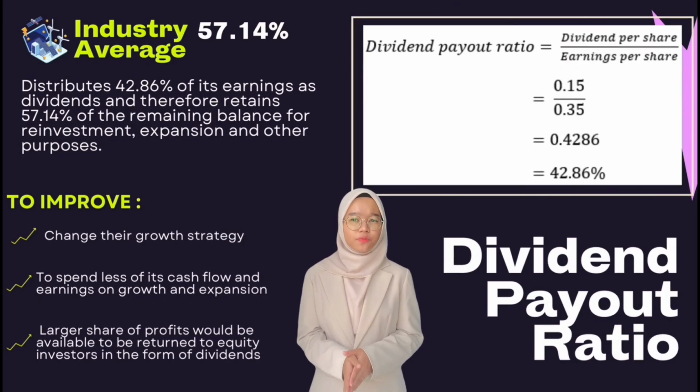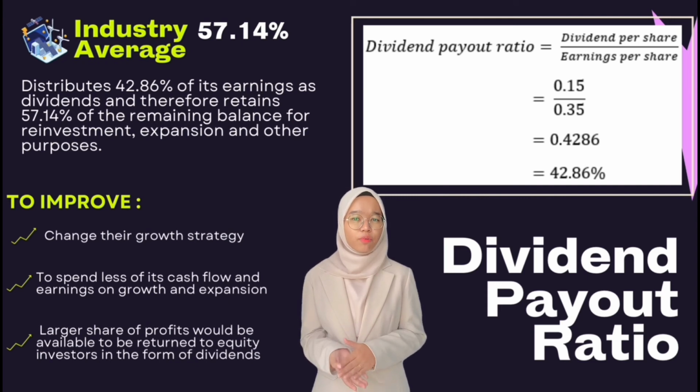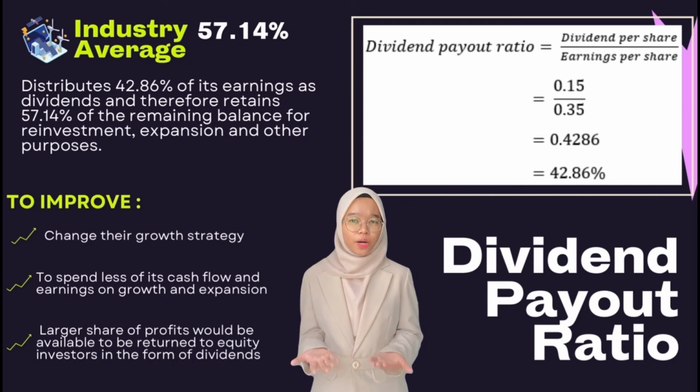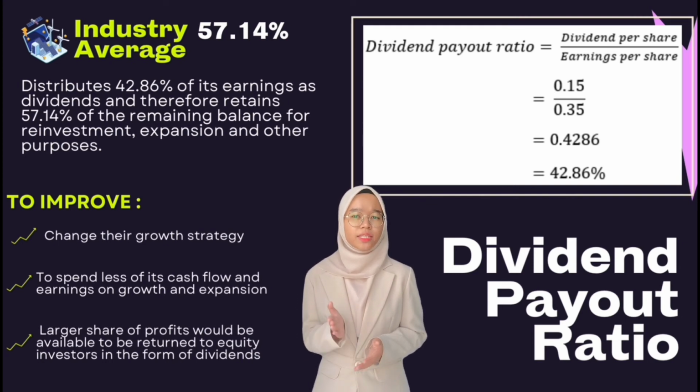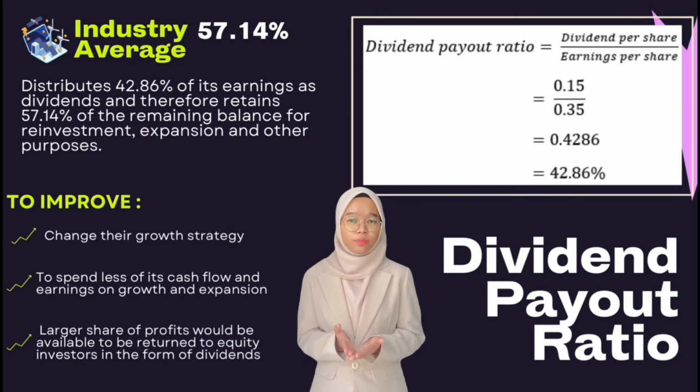Hikmat Bakti Berhad distributes 42.86% of its earnings as dividends and therefore retains 57.14% of the remaining balance for investment, expansion, and other purposes. To compare with the industry average of 30%, Hikmat Bakti Berhad's dividend payout ratio is higher, which naturally will attract more investors. To improve, the company should change their growth strategy, which is to spend less of its cash flow and earnings on growth and expansion, so that a larger share of profits would be available to be returned to equity investors in the form of dividends.